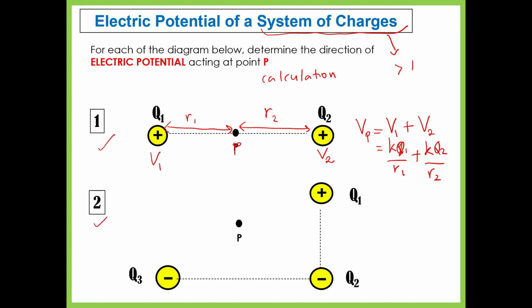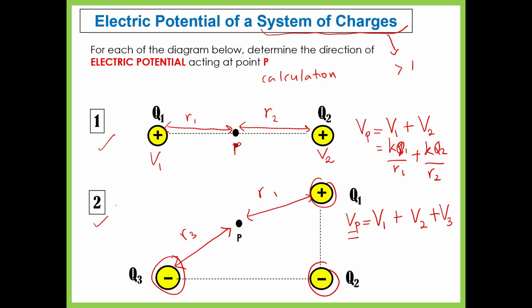For the second example, if we have 3 charges, you have to add up all the potentials possessed by these 3 charges. So the potential at point P is going to be the potential due to charge number 1 plus the potential due to charge number 2 plus the potential due to charge number 3. The thing that you have to be more careful about is the distance. So this is going to be R3, this is going to be R1, and this is going to be your R2.